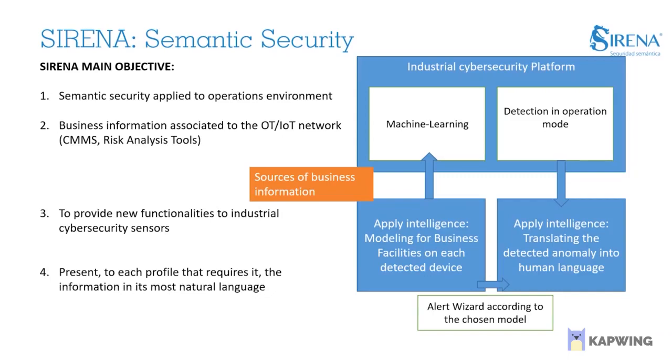SIRENA is able to associate each low-level asset with an asset of business service, connecting with several sources of information, risk analysis, asset database, or industrial operation manager CMMS, and automatically tag assets, alerts, group them, apply new correlation rules. We can use it to show the assets and alerts in natural language to each profile, in addition to showing all the business information associated with an asset and alert for correct decision making.